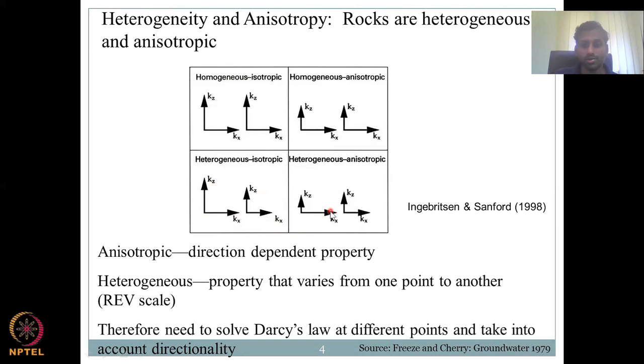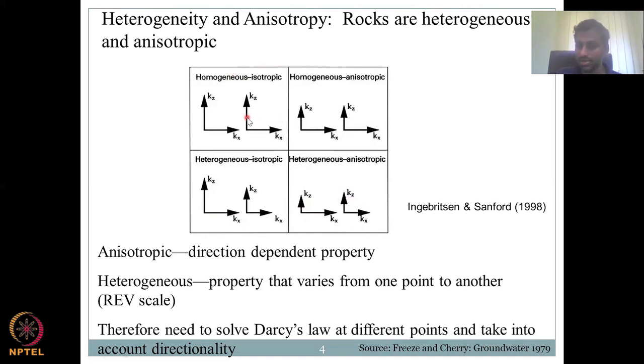Same here, heterogeneous and anisotropic. So two samples at two different locations and both Kz and Kx are not the same. Also, if you go from one point to the other point, Kx1 is not equal to Kx2. Same, Kz1 is not equal to Kz2. So you do have totally different values when you take them at two different locations.